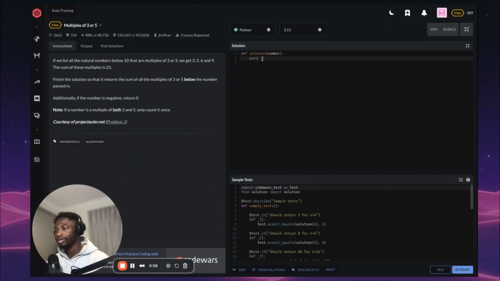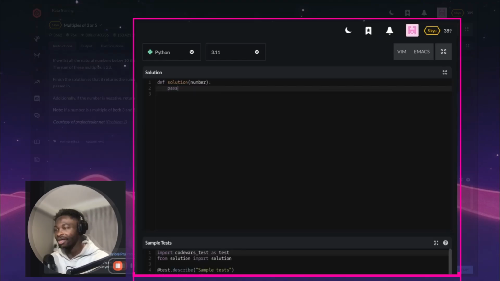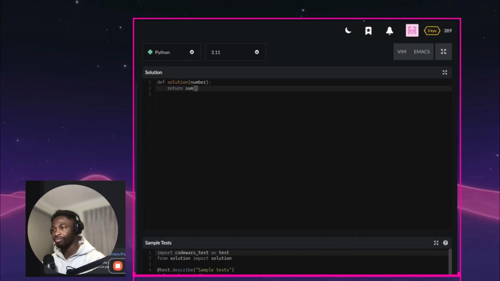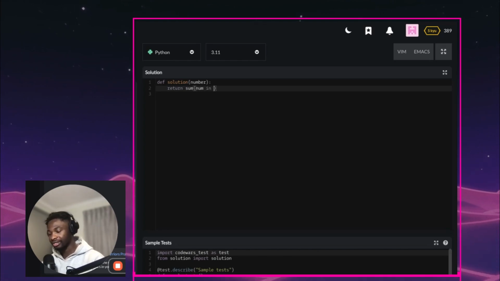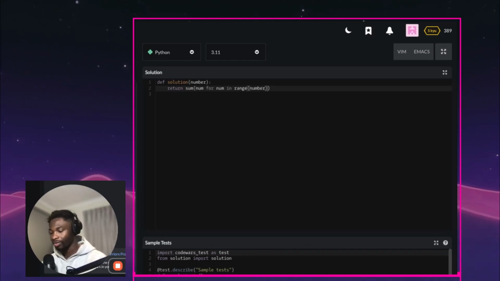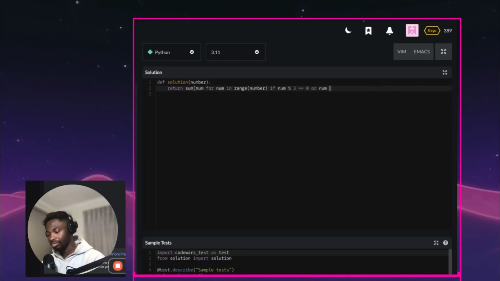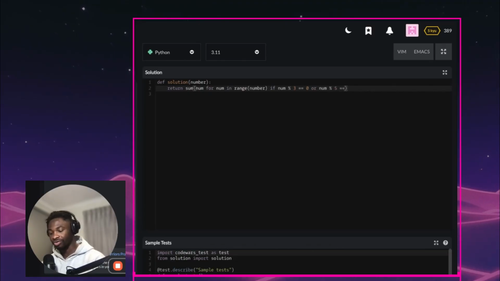Cool. So in my previous video, I gave the long solution of solving this challenge. I basically had a bunch of nested if statements. A simple way to solve this would be returning, using the sum method in Python, the sum of num for num in range number, right? If num mod 3 equals 0, or num mod 5 equals 0.